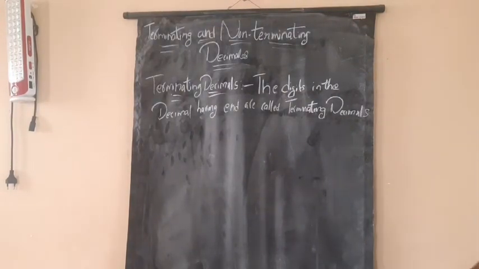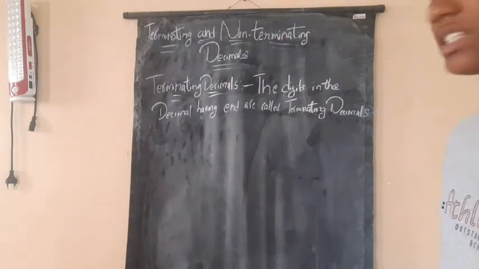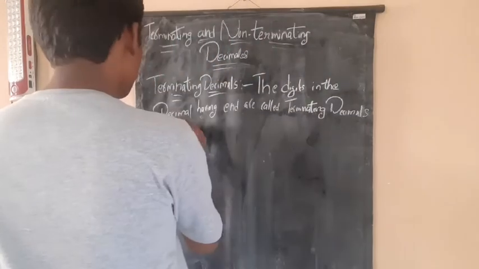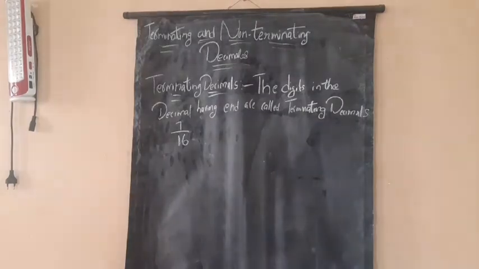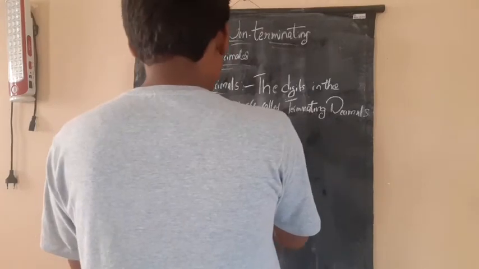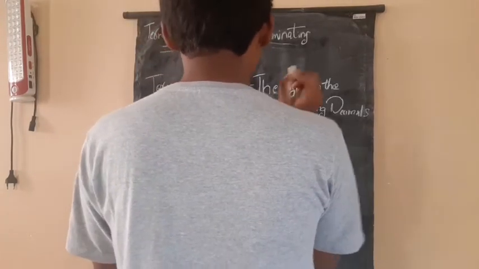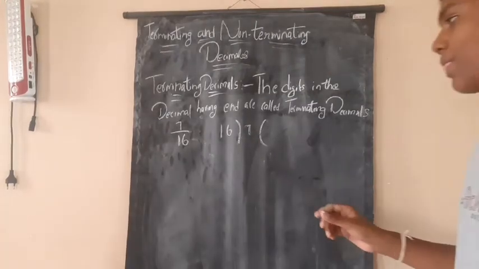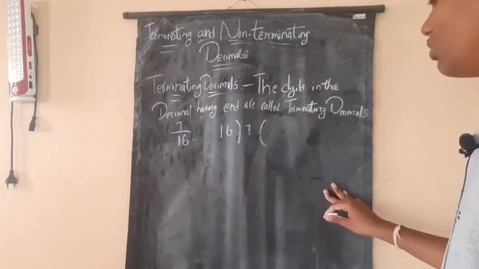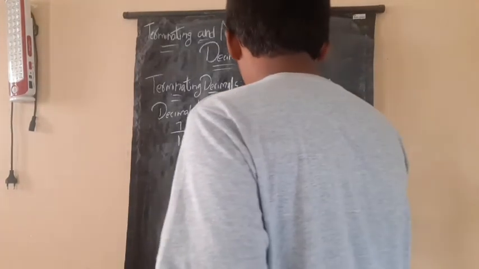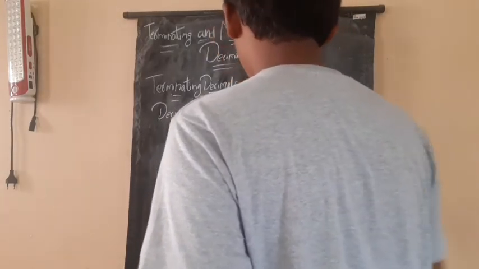So what is that end, and what are terminating decimal examples? Let us take one example, 7 by 16. Here 16 is the divisor and 7 is the dividend. Now we can divide 7 by 16. Here 7 is not a multiple of 16, so we keep 0 and a decimal point, and keep 0.